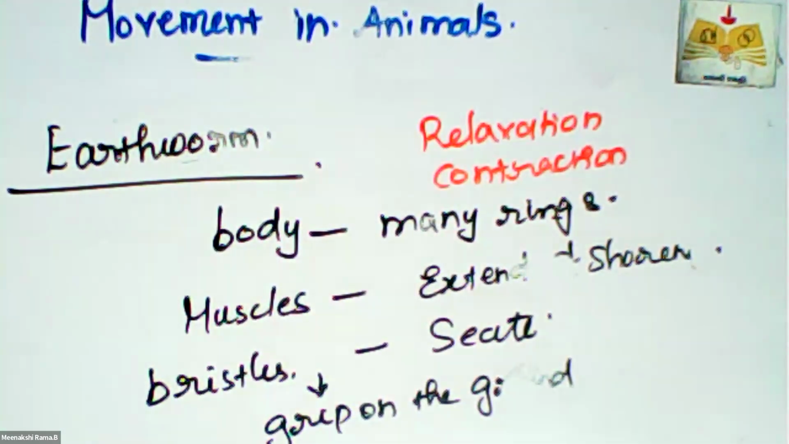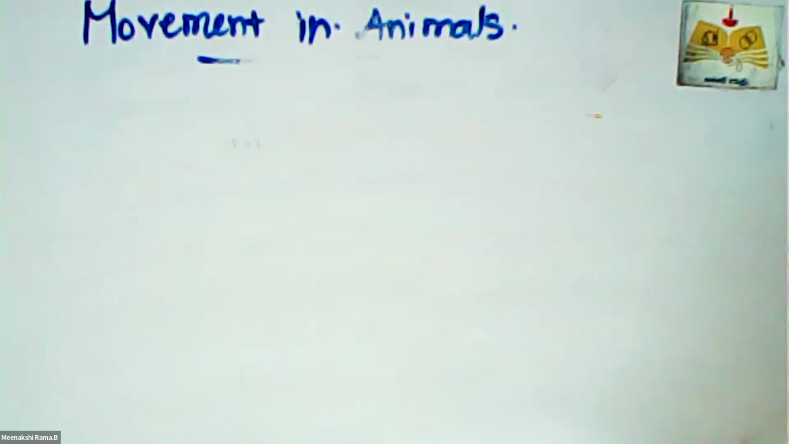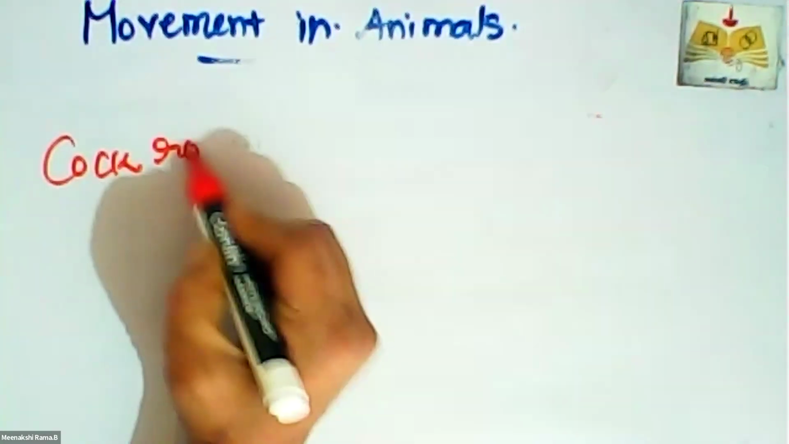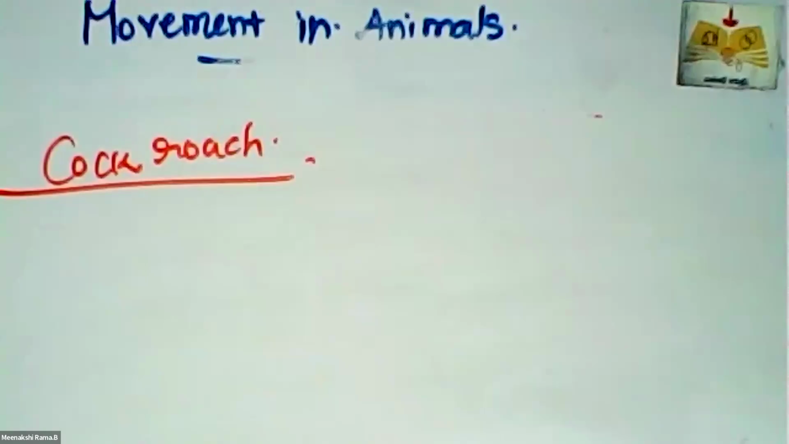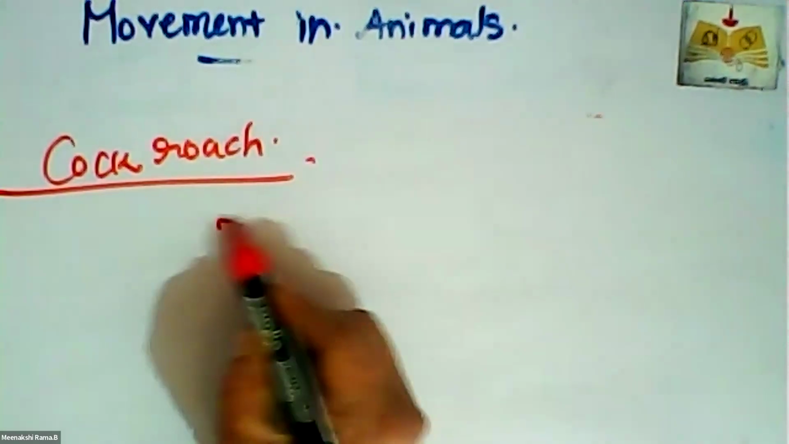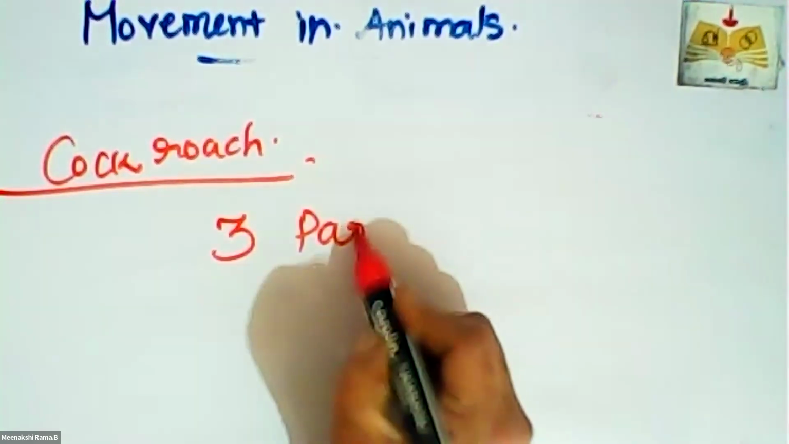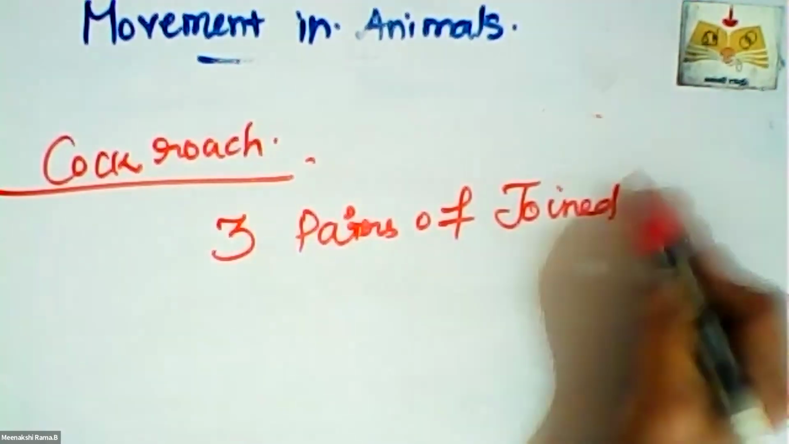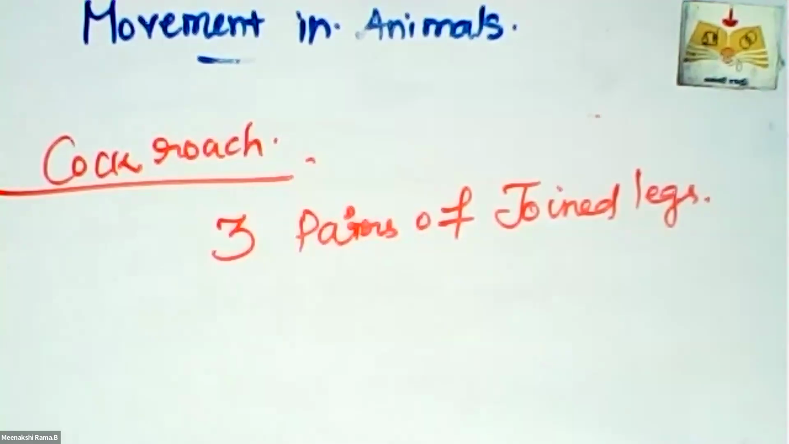And the next animal is the cockroach. The cockroach has 3 pairs of jointed legs, which help it to walk, run and climb.